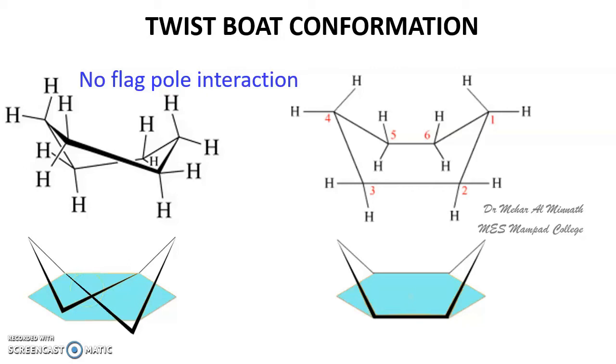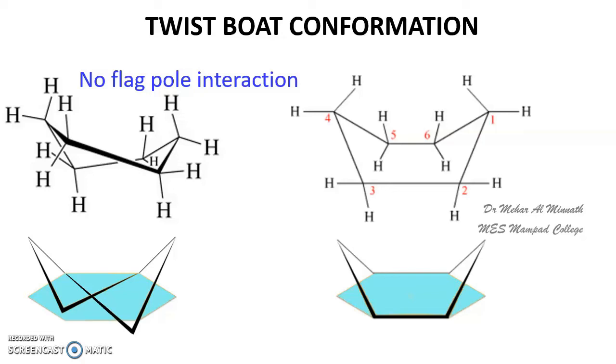So overall, in twist boat form, there will not be any torsion strain and steric strain. There will not be any flagpole interaction, but there will be a bit of angle strain introduced because of this twisting. So we can say that when we compare the energy of twist boat and boat, twist boat form is more stable than boat form, or twist boat form has lesser energy than the boat form.